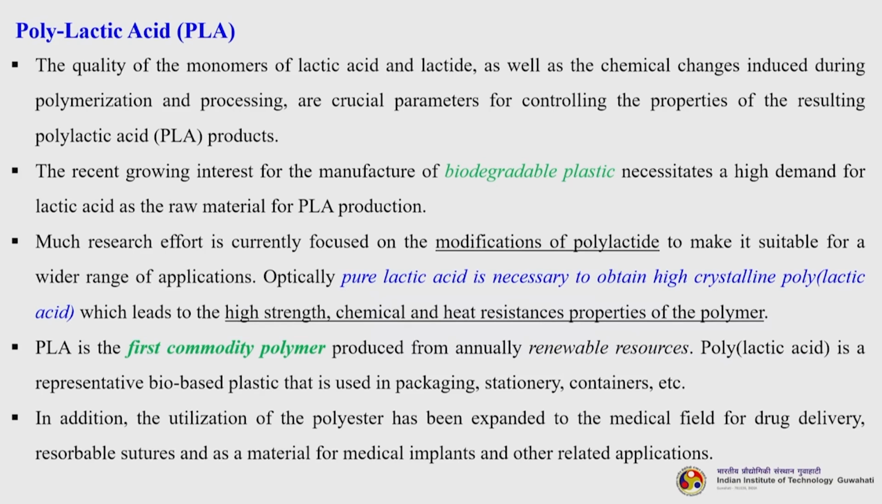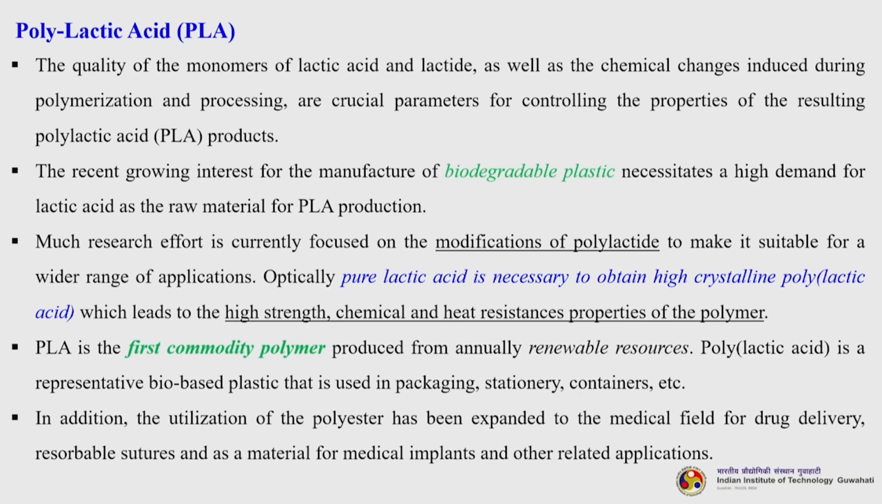The quality of the monomers of lactic acid and lactide, as well as the chemical changes induced during polymerization and processing, are crucial parameters for controlling the properties of the resulting PLA products. The recent growing interest in the manufacture of biodegradable plastic necessitates a high demand for lactic acid as the raw material for PLA production. Much research effort is currently focused on the modification of polylactide to make it suitable for a wide range of applications. Optically pure lactic acid is necessary to obtain highly crystalline polylactic acid, which leads to the high strength, chemical and heat resistance properties of the polymer.